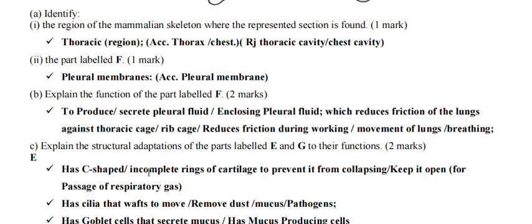Then part B, explain the function of the part labeled F, that is a pleural membrane. The part labeled F produces or secretes pleural fluid. It also encloses pleural fluid, and the pleural fluid reduces friction of the lungs against the thoracic cage or the rib cage, or basically reduces friction during movement of the lungs or during breathing.